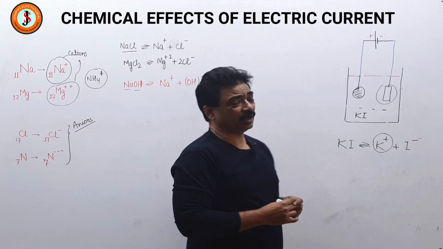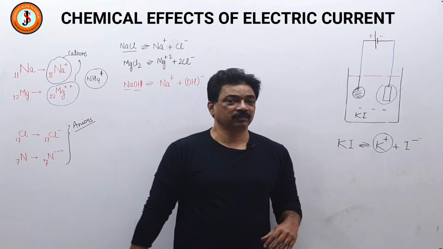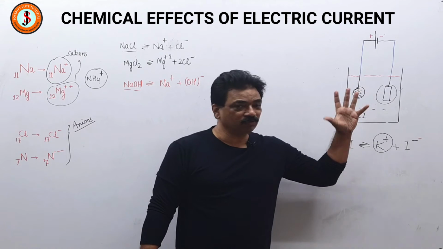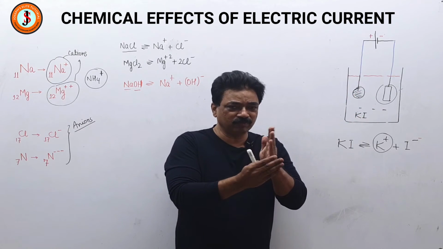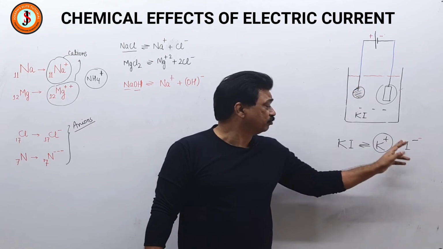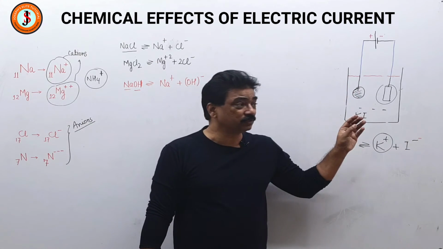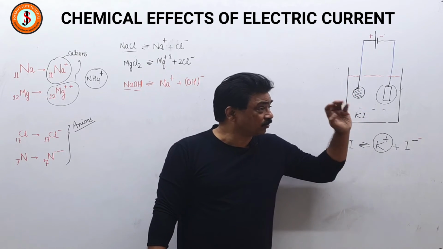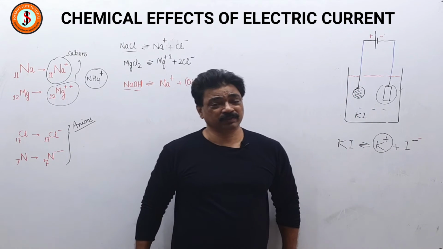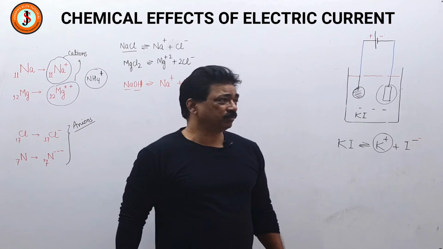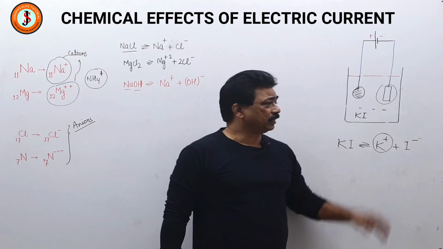So the coin will look iodine colored because a thin film of iodine will be formed around it. Iodine is negative, so it will move towards the positive electrode. The positive electrode is connected to the coin, so the coin will get electroplated. This we have to always remember. So iodine plating can be done.